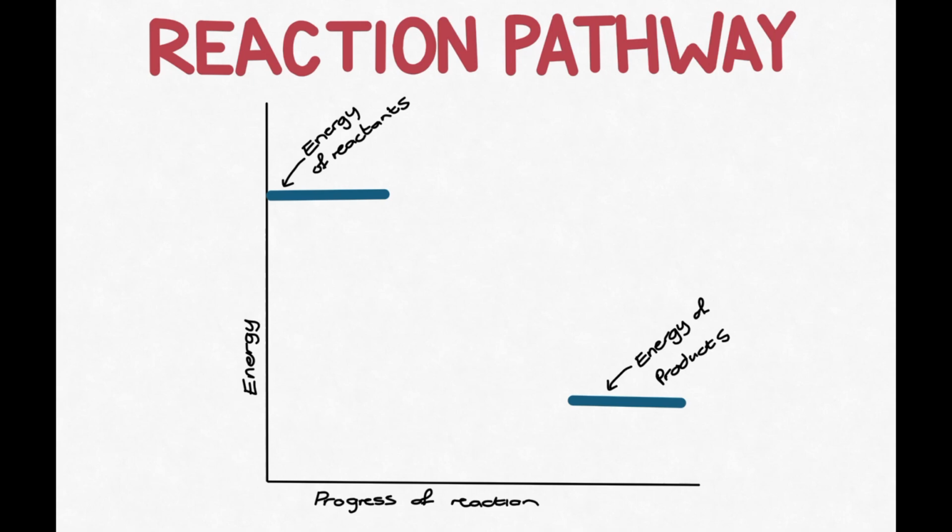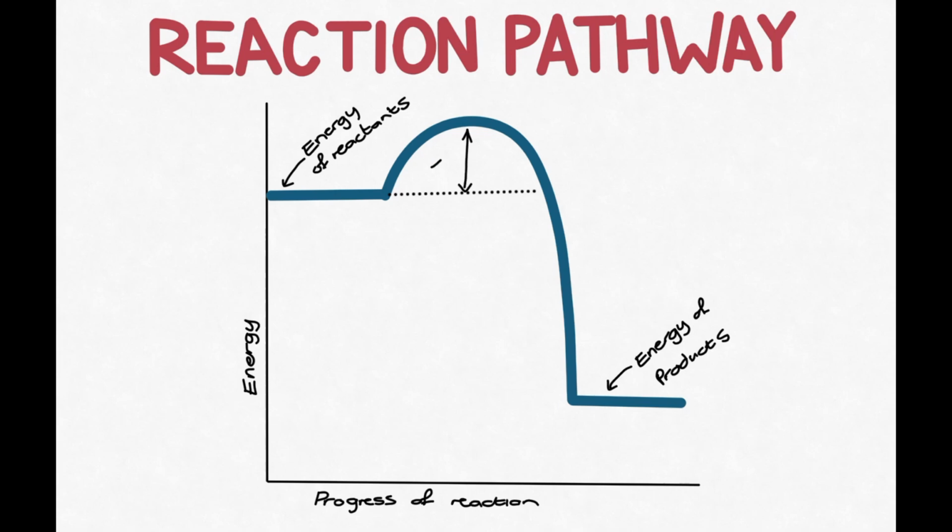But of course, our graph isn't just going to be able to go straight down from the energy of reactants to the energy of the product. The graph would first go upwards, so increasing the amount of energy needed, and then decrease to the energy of the product. Now, this little bump of energy is called the activation energy, and it's the energy that's needed to make the reaction happen. It's the amount of energy that's needed to initiate the reaction.